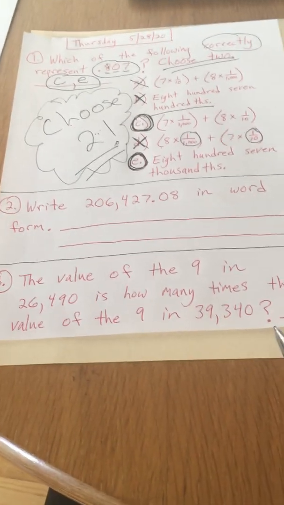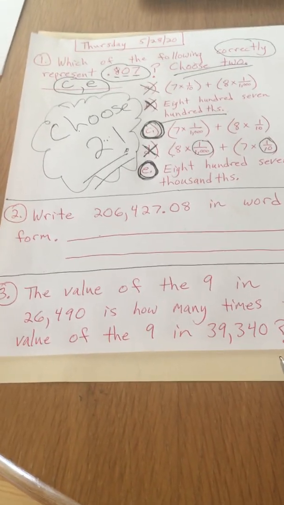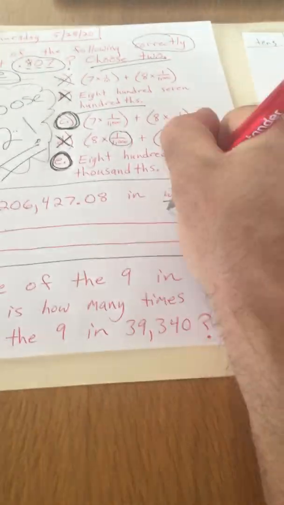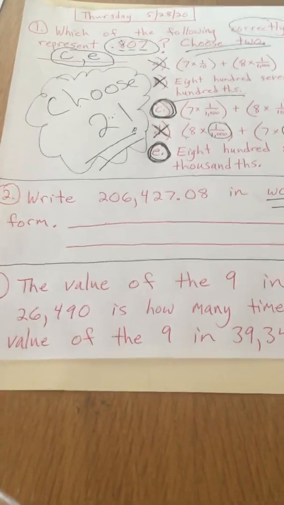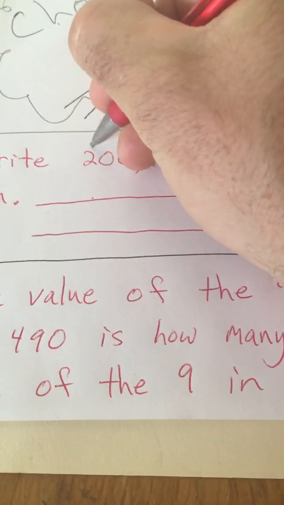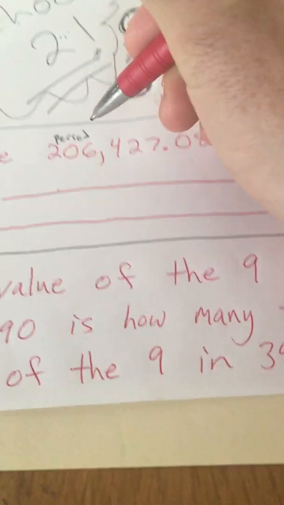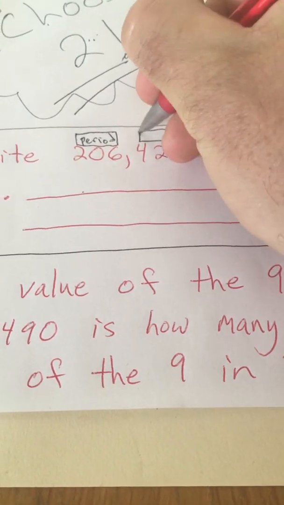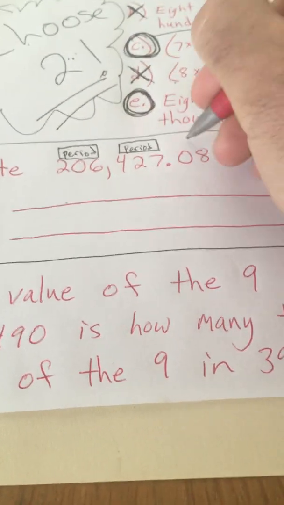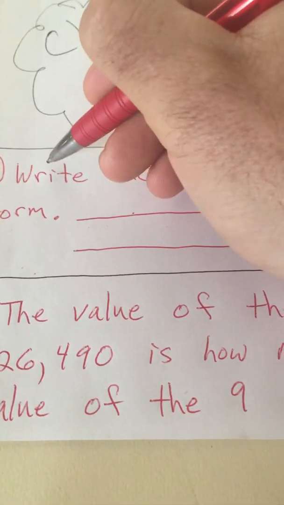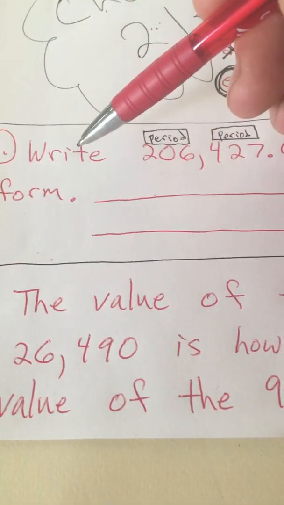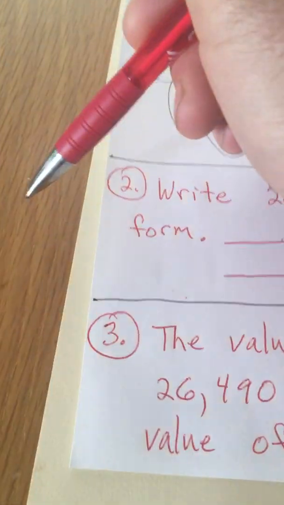Number 2 says write 206,427 and 8/100ths in word form. So let me tell you a little bit about reading numbers in word form. We're going to write them using words. The way you read it, up until the comma, these 3 digits here are called a period. Then these next 3 digits are called a period. If you had millions, the next 3 digits, the millions, the 10 millions, and the 100 millions, that would be the next period. And then the billions would be the next period, and the trillions would be the next period.